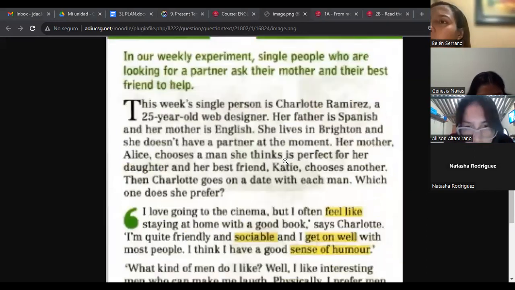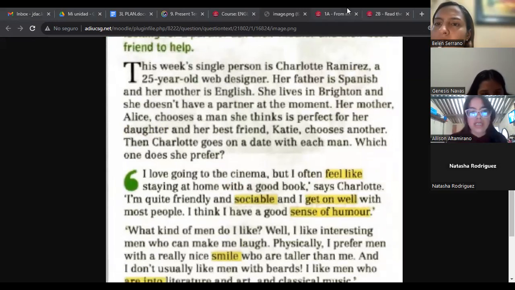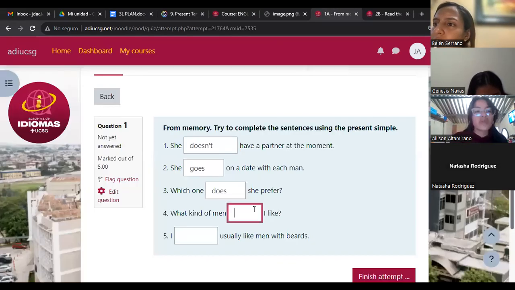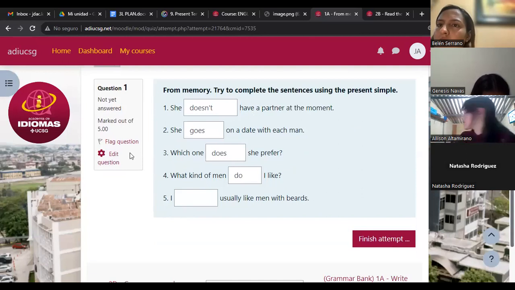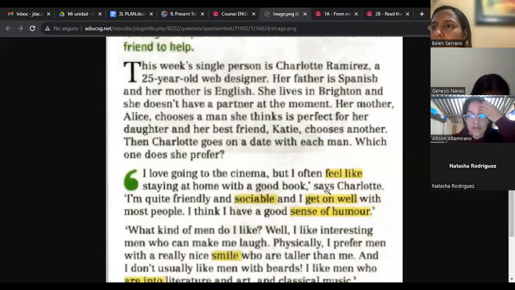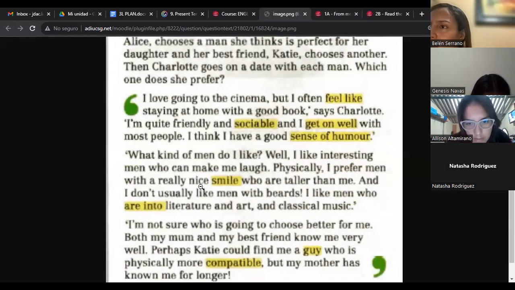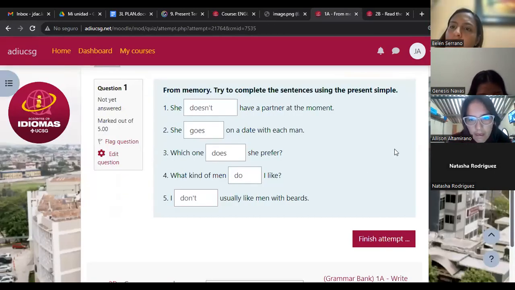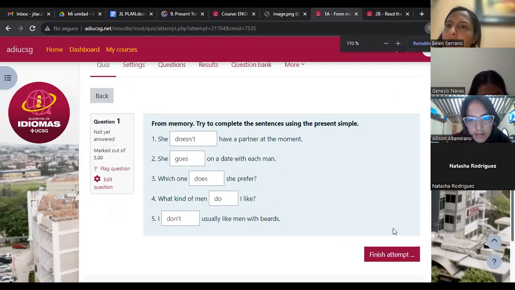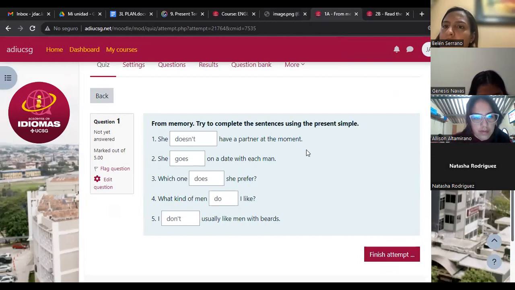Okay, what kind of men does she like? I don't usually like men with beards. Okay, so these are the answers. Make sure that you have the same answers on your Moodle.